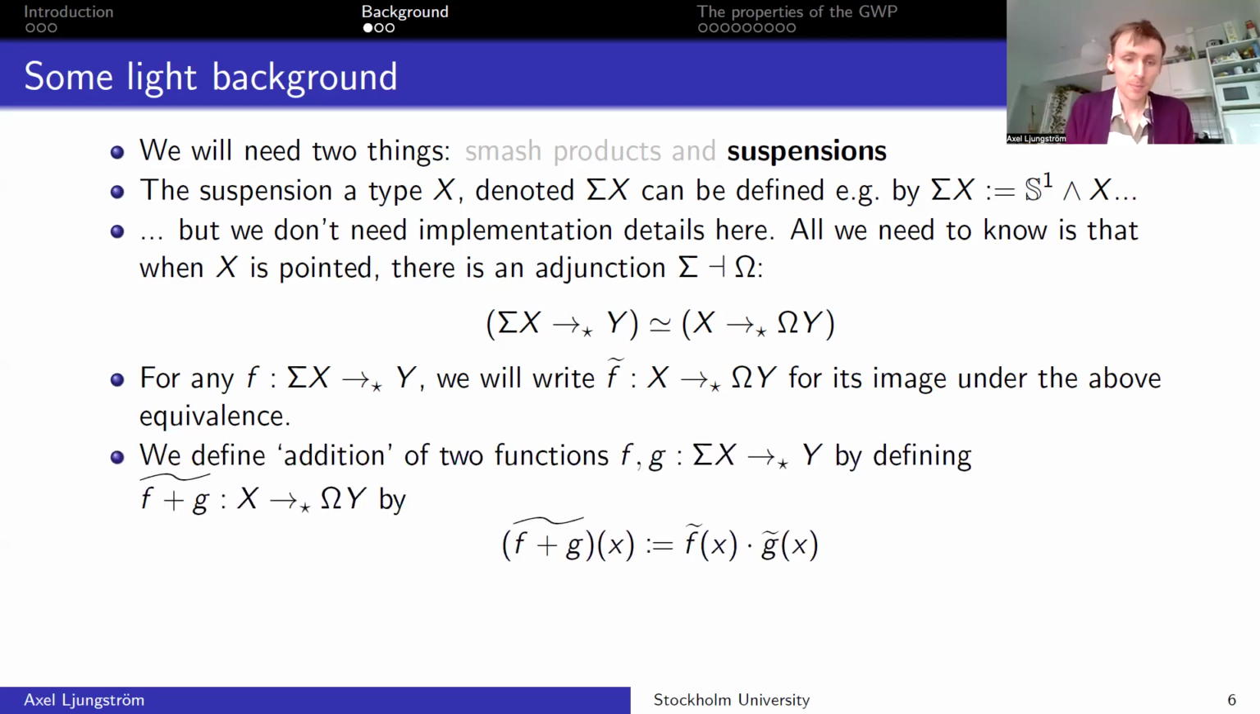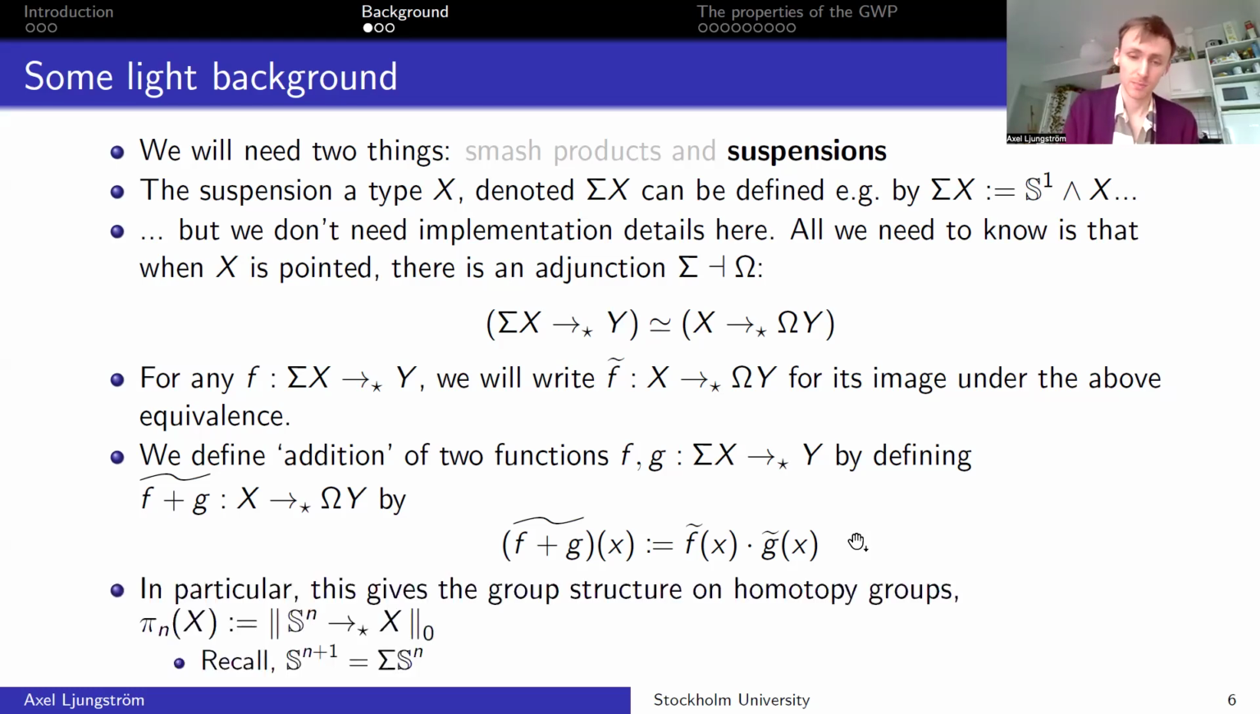One example of this is if you want to define the addition of two functions f and g, coming from the suspension of x going into y. You define f plus g by defining it on the right-hand side again of this equivalence. So you define f plus g tilde, which is a map from x into omega y, by saying that f plus g tilde applied to x is just f tilde x path composed with g tilde x. If you're interested, or if you didn't remember, this is what gives rise to the group structure on homotopy groups. But that's not that important for our purposes today.